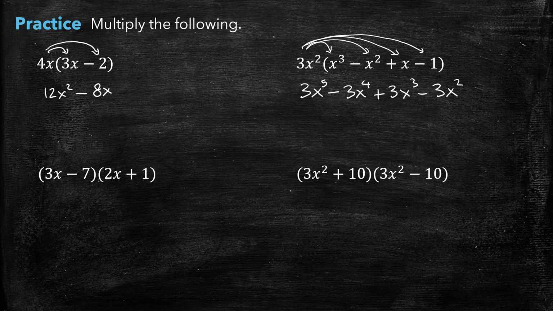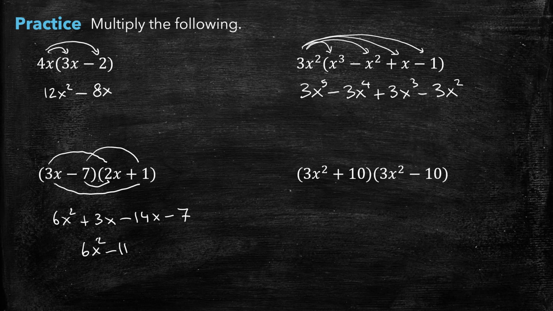All right, now let's get to binomial times binomial. We're going to do it using the FOIL method. So the first terms, 3x times 2x, is 6x squared. The outer terms is plus 3x, and the inner terms is minus 14x. The last is negative 7 times 1, which is minus 7. So we get 6x squared minus 11x minus 7.